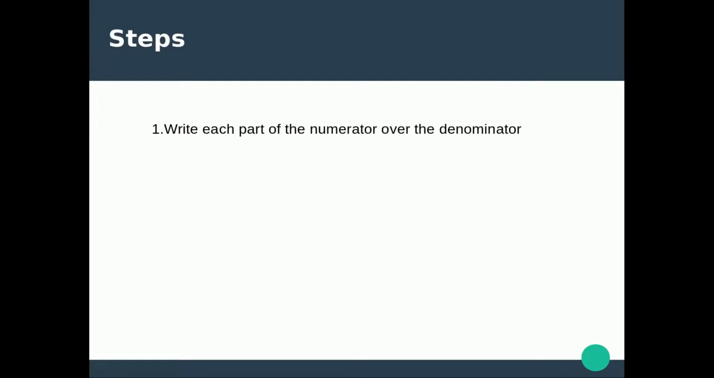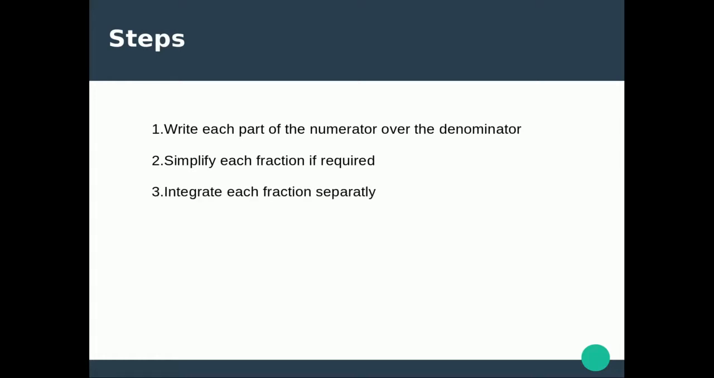The first thing we do is we write each part of the numerator over the denominator because it's like a common denominator. We then simplify each fraction if required. We then integrate each part separately. Now we could say we're finished there, and we could write each of those with their own integral sign, or we can write it all together. The most important thing is we only have one constant of integration.